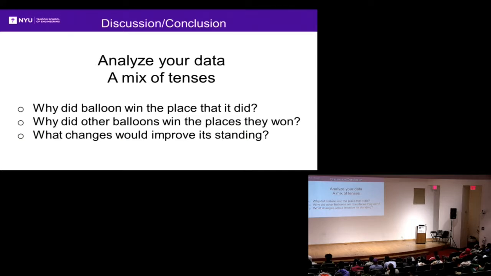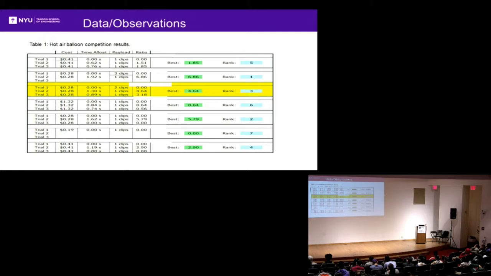To have that discussion about what changes you would make to the balloon to improve its standing, you've got to go back to this data, right? You've got to go back to cost, time afloat, and payload. And you've got to take a look at the data in each column, and you've got to figure out where you can improve and what you can change in these various columns to improve the standing of your hot air balloon. So as you can see in this particular exercise, the first place balloon, the third place balloon, and the second place balloon all cost 28 cents. So maybe you can change that. That might be kind of tough to change.